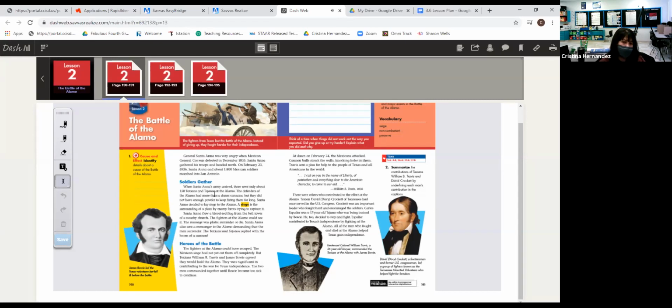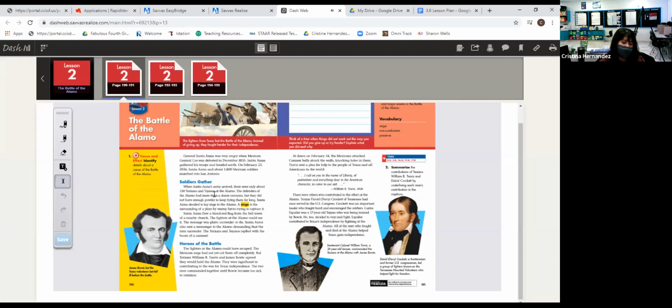At dawn on February 24th, the Mexicans attacked. Cannonballs struck the walls, knocking holes in them. Travis sent a plea for help to the people of Texas and all Americans in the world. "I call on you in the name of liberty, of patriotism, and everything dear to the American character to come to our aid." William B. Travis, 1836.